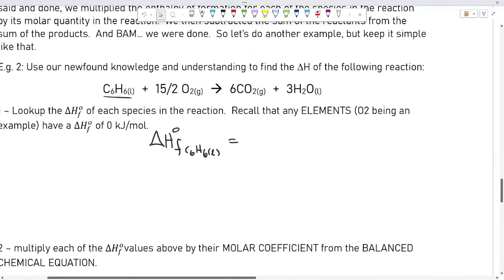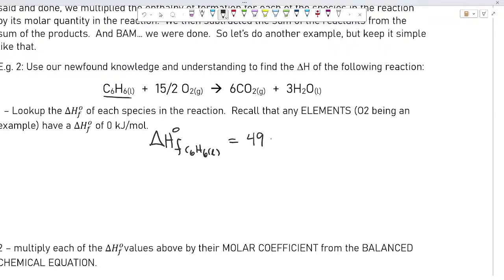So, if we were to form the C6H6, what's the formation enthalpy for that? 49. Positive 49? Yes. Or just 49 as given? 49.0. Okay. What's the delta H naught F of oxygen gas? Remember, we talked about this in the previous one. Oxygen gas? 0. Because that's how you naturally find this in its state.